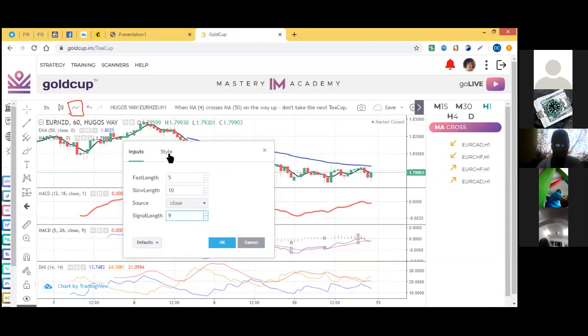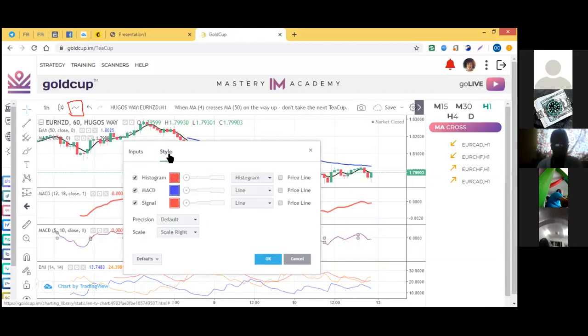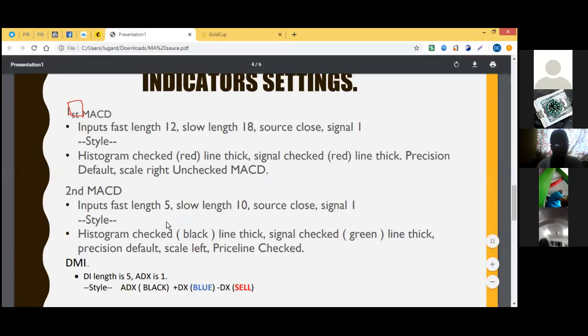All right, for your style, let's go back again. I know all of these things offhand, but I want you guys to see it, and I want you to take screenshots if you need to. So for your style, your histogram is black, your signal line is green, and then you check your price line. It's very important. I'll show you guys. You check your price line.